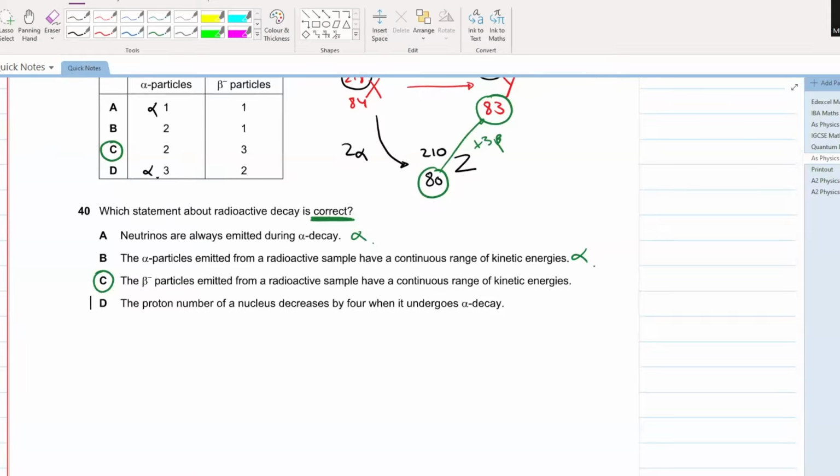Any questions in this paper? Any ambiguities, any questions in this paper you guys can ask?